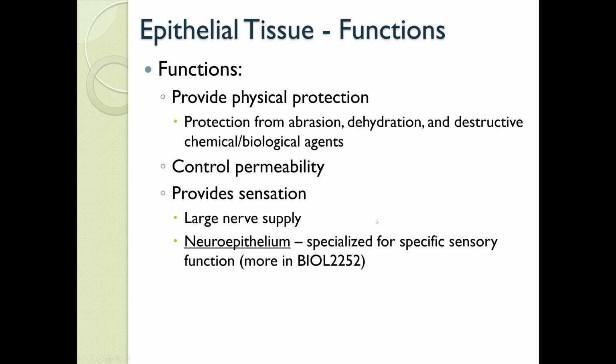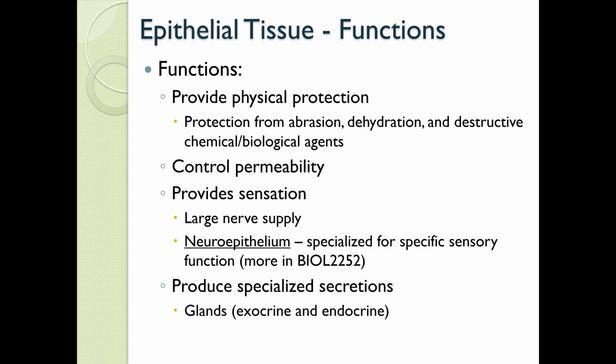Epithelial tissue also provides sensation. Most epithelial tissue has a large nerve supply to it. So think of your skin. In this instance, you have lots of nerve endings in your skin. There is also a specialized type of epithelial tissue called neuroepithelium, which is specialized for specific sensory function. And you'll talk about the different sensory areas of the body in Biology 2252.